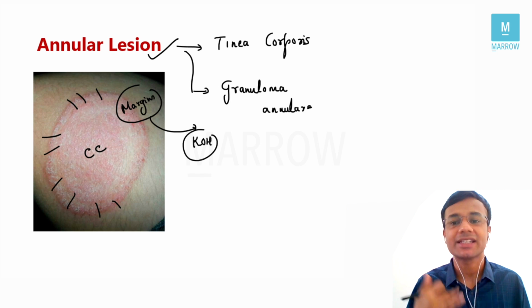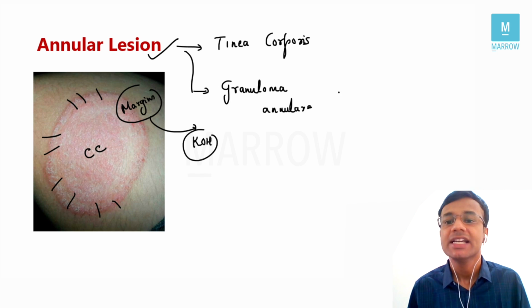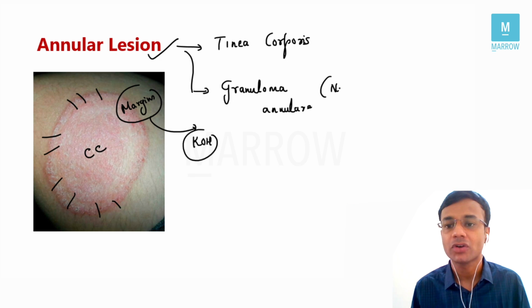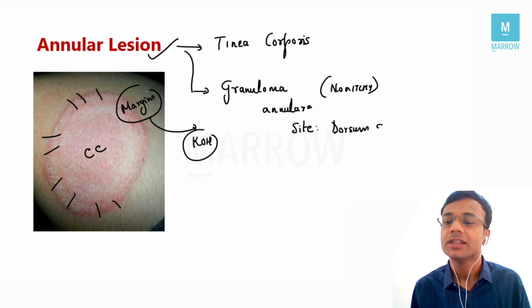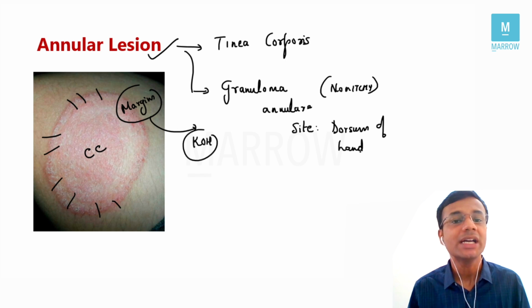So how do we distinguish tinea corporis from granuloma annulare? Generally, granuloma annulare is non-itchy, and the most important site here is the dorsum of the hand. So that's what we need to remember about annular lesions in dermatology.